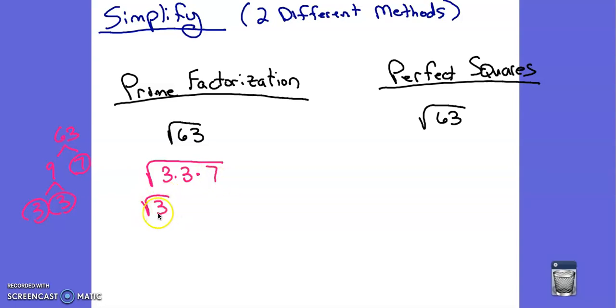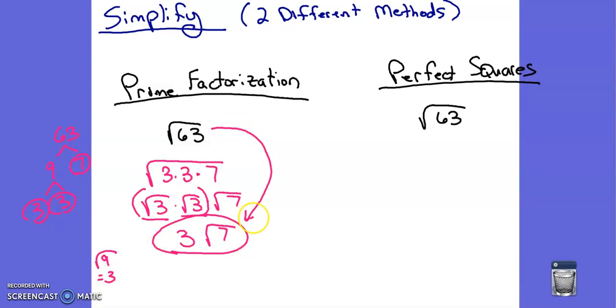If you write each of these separately, I know the square root of 3 times the square root of 3 is the square root of 9, and the square root of 9 is just a plain 3. Anytime you see a pair of square roots like that, it ends up being just 3. So the final answer, the square root of 63, is the same thing as 3 square root of 7.